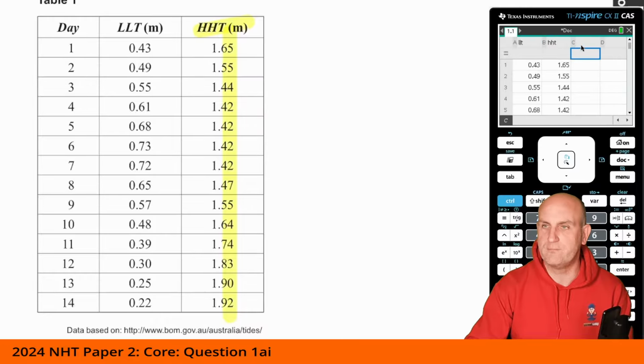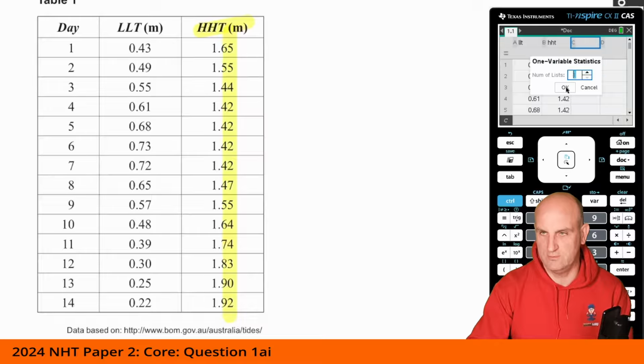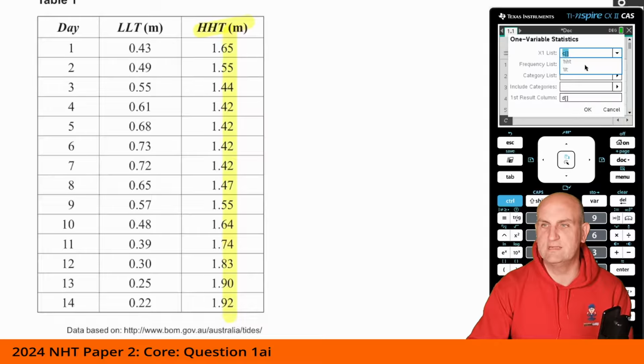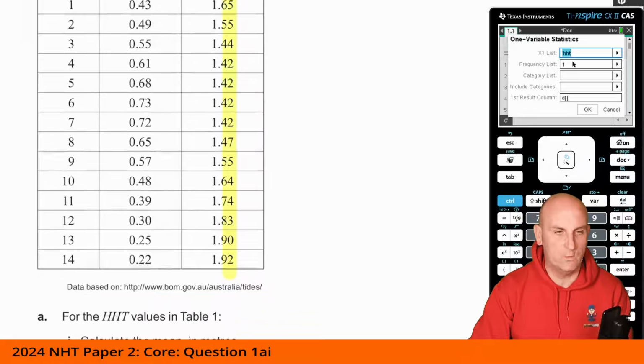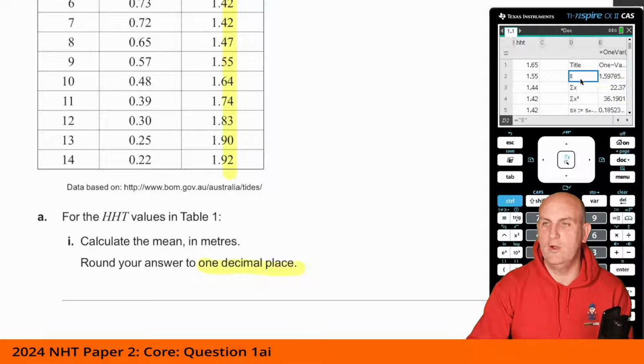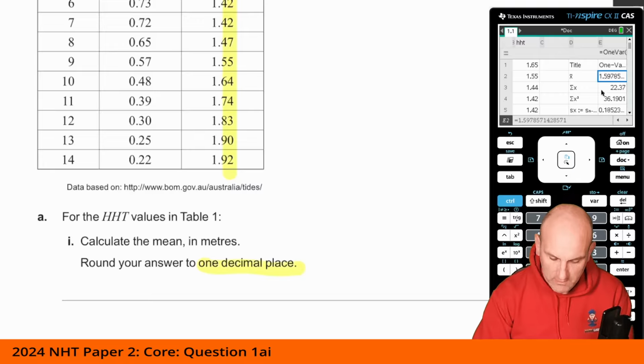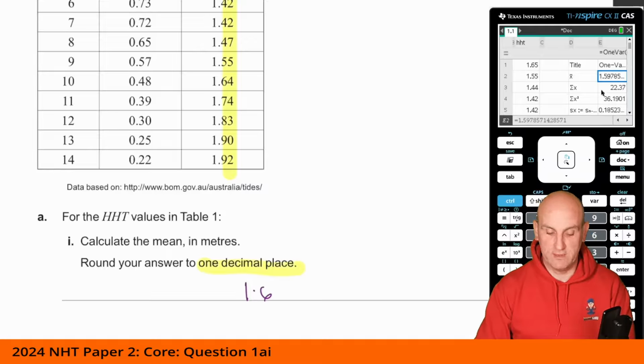What do I want? I want the mean, so I'm going to go menu, statistics, stat calculations, 1 variable statistics. Yes, I've got 1 list. My X list, I've got to remember, is HHT because it wants my HHT. I'm going to hit enter and then read off the value of my mean. Again, it's just 1 decimal place, which I'm going to get as 1.6. So if I write here 1.6, I am 98% sure that's going to be my correct answer.